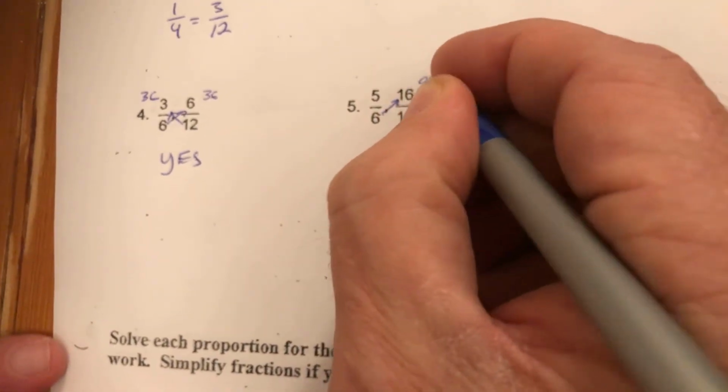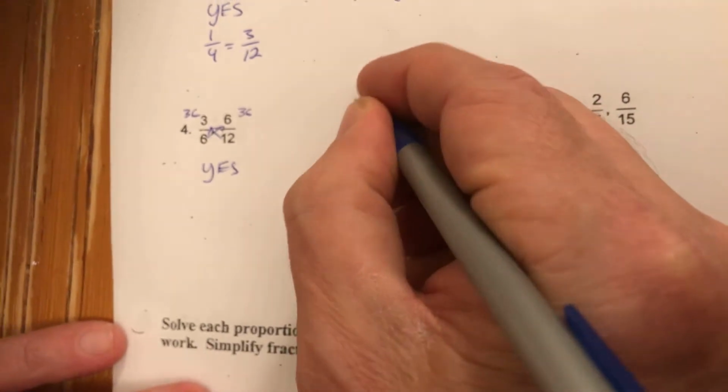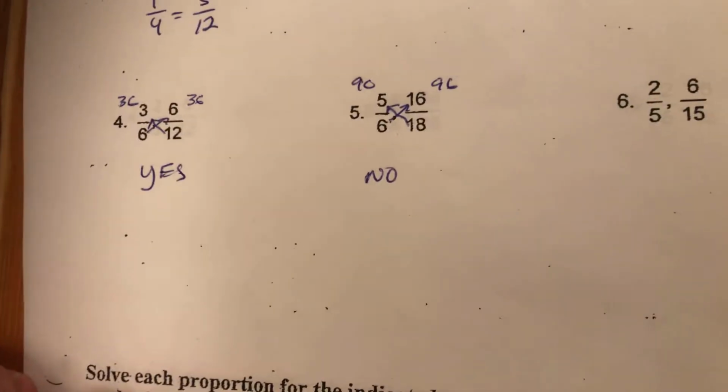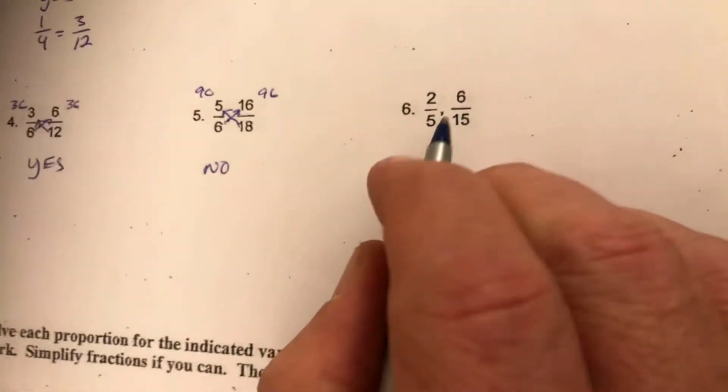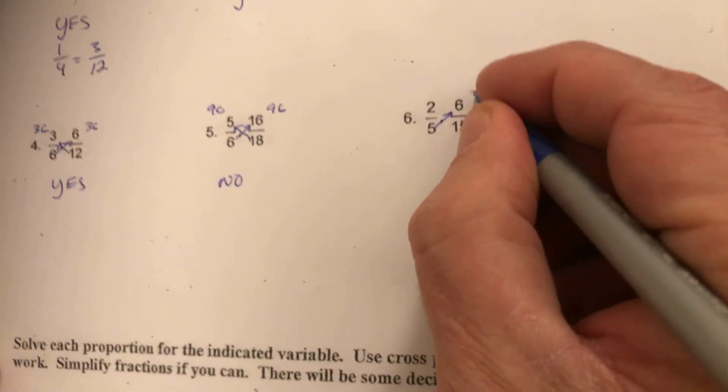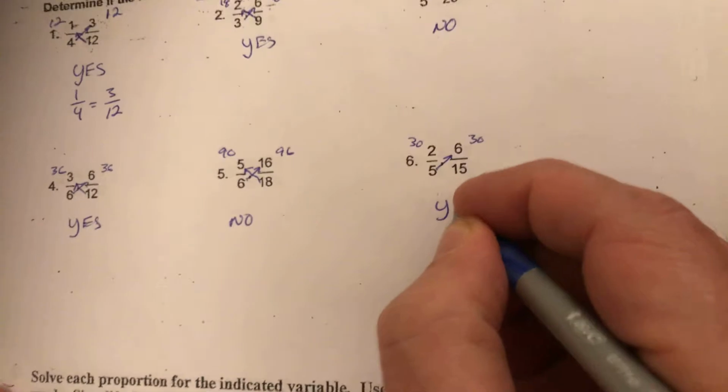Next one, 6 times 6, bottoms up, 96. 5 times 18, 90. No. You cannot put an equal sign in between those. Okay? And then the last one, 2/5 and 6/15, using bottoms up. 6 times 5 is 30. 15 times 2 is 30. This is yes.